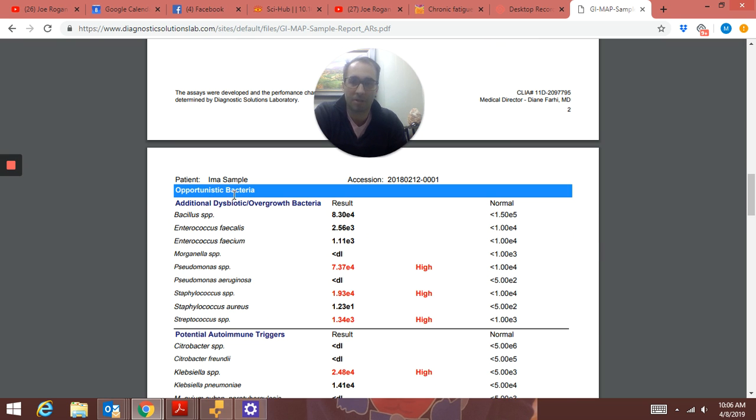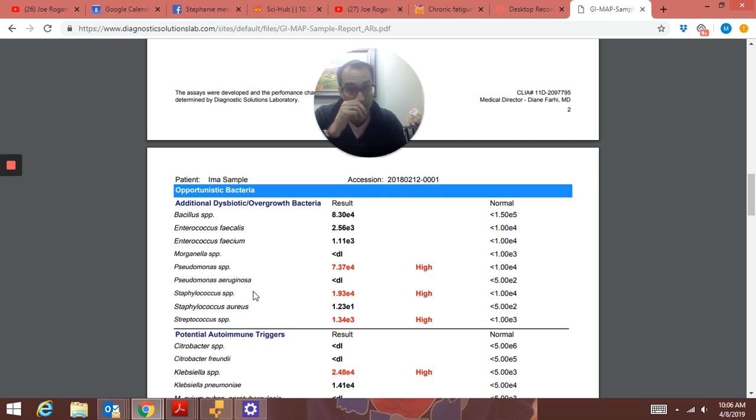Then we look at opportunistic bacteria. Opportunistic bacteria are supposed to be found inside your gut at lowered concentrations. You can see the normal sample size over here, and then there are highs and lows based on what's going on inside these samples. You can see the person has no Morganella, so below detected limit. That's not always a bad thing. Pseudomonas is a little bit high.